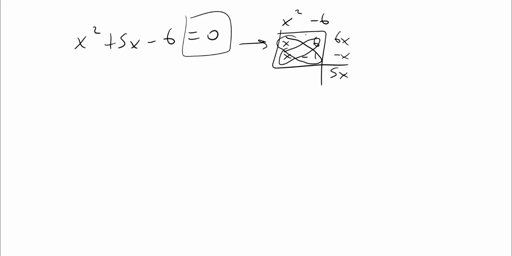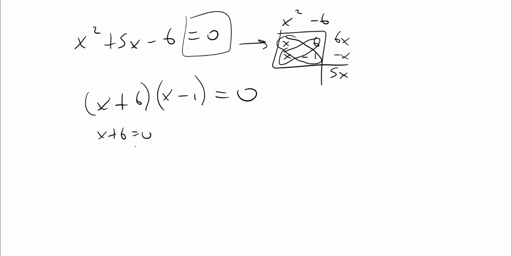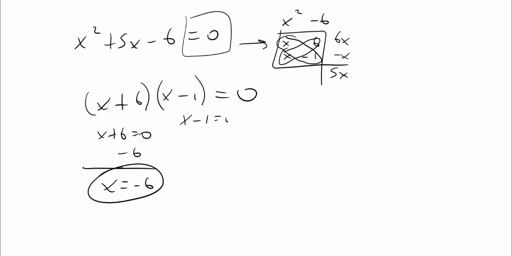Remember to do that cross. So it's x plus 6 and x minus 1 equals 0. Okay, so you had a factor, and now it's like what I did in the beginning. We're going to say x plus 6 equals 0. Subtract 6 from both sides, x equals negative 6. And then x minus 1 equals 0, add 1 to both sides, x equals 1. Okay, there we go. x equals negative 6 and 1. Pretty easy. So let's do a little more difficult one.